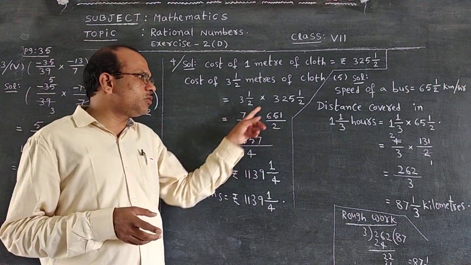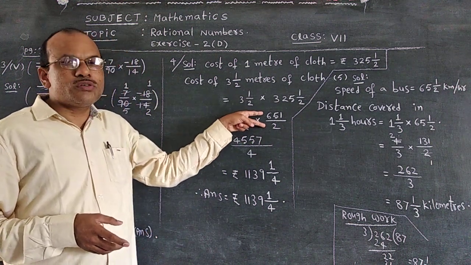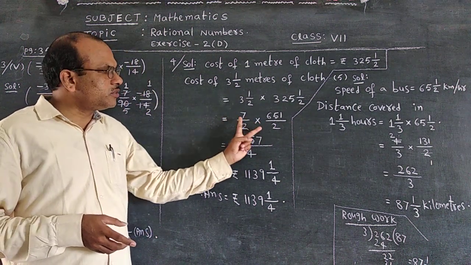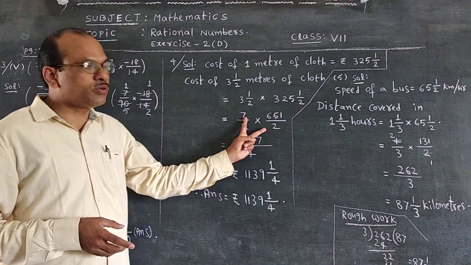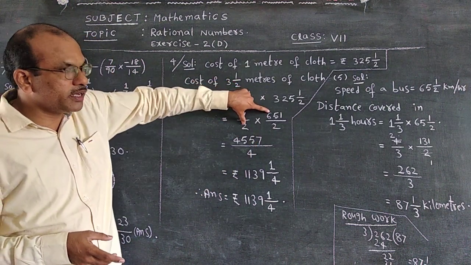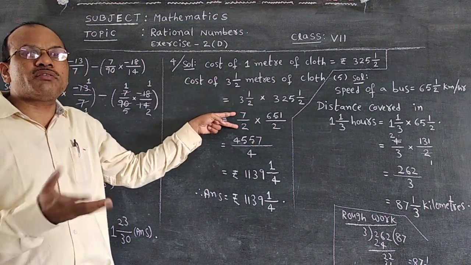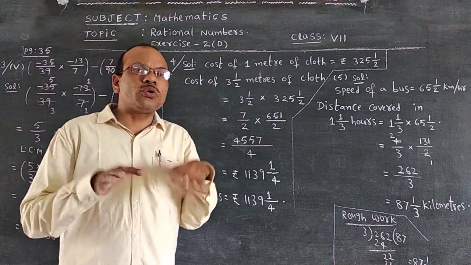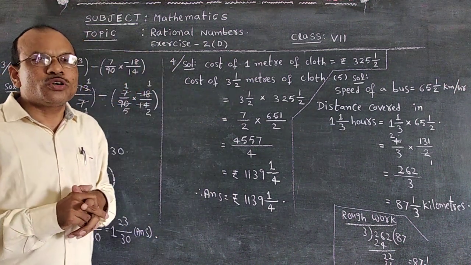Now no common table to cancel. These two, no common table to cancel. These two also don't have any common table to cancel. Here also we don't have any common table. So only one method for us to do again.